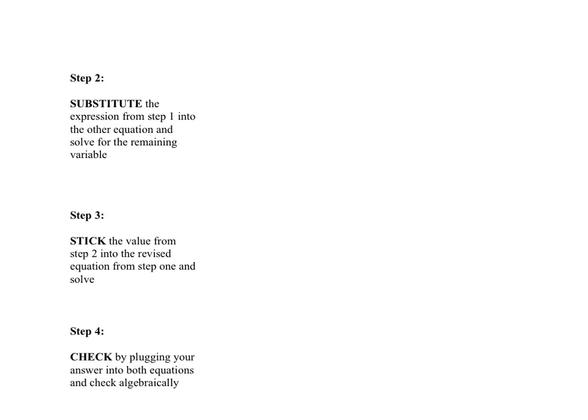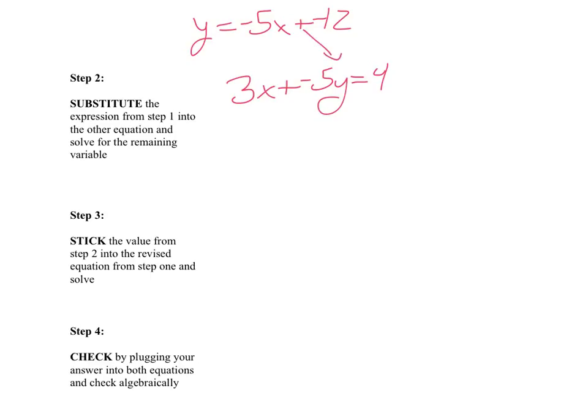So now step 2 is to take that equation that we got, y equals negative 5x plus negative 12, and plug it into our second equation. And our second equation was 3x plus negative 5y equaling 4. So everywhere I see y, I'm going to plug in the negative 5x plus negative 12. So 3x plus negative 5 times negative 5x plus negative 12 equals 4.